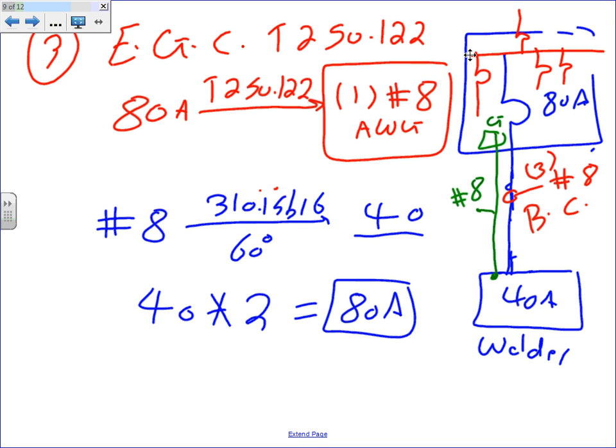This applies for all equipment grounding conductors, guys. The equipment grounding conductor does not need to be larger than the phase conductors. Doesn't need to be. Any questions, my friends?